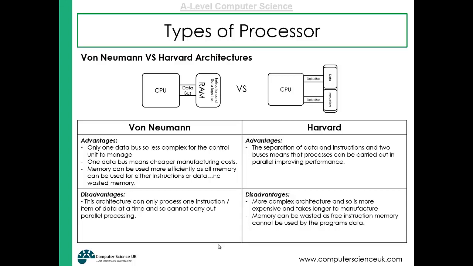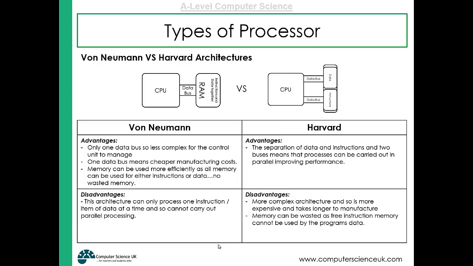But a big disadvantage to the von Neumann architecture is that it can only process or fetch an instruction or data at one time. It's got one data bus, so it will fetch a bit of instruction, or it might fetch data, but it can't do that simultaneously. It can't get data and instructions at the same time.